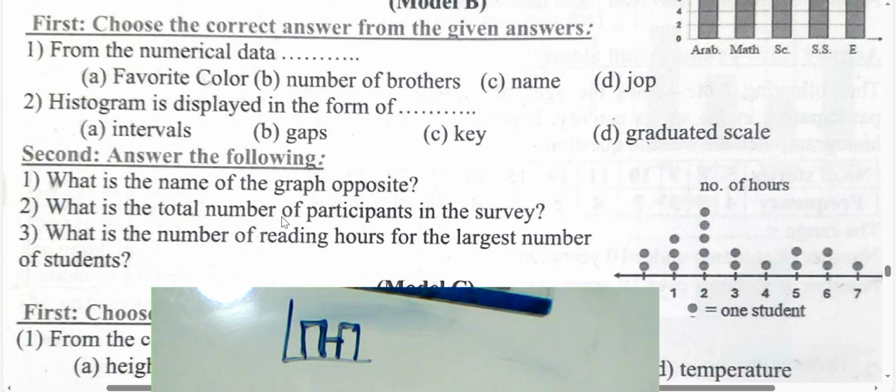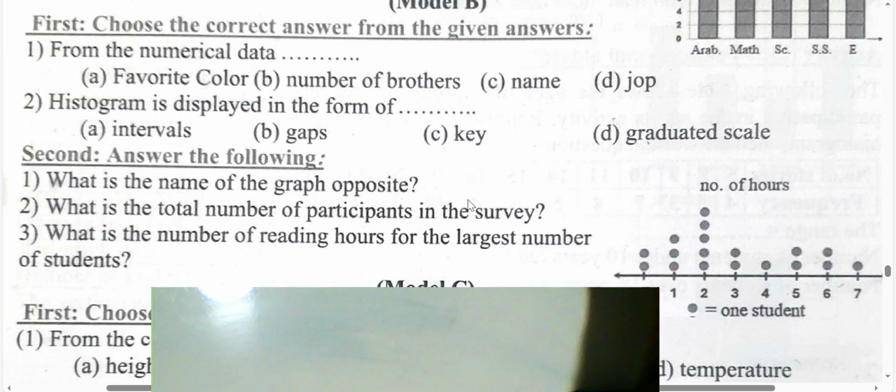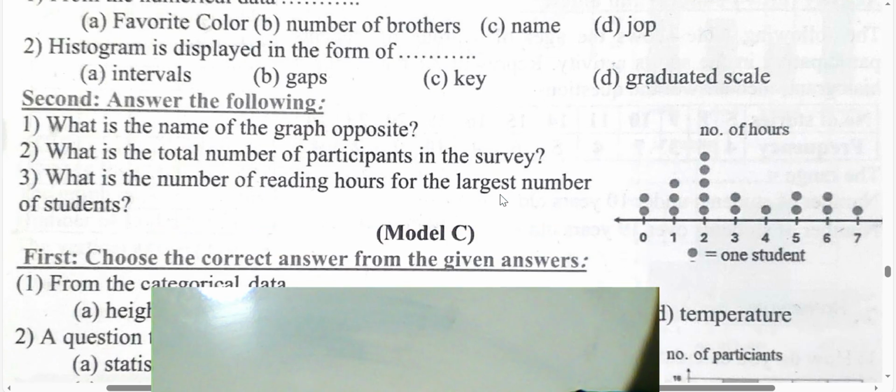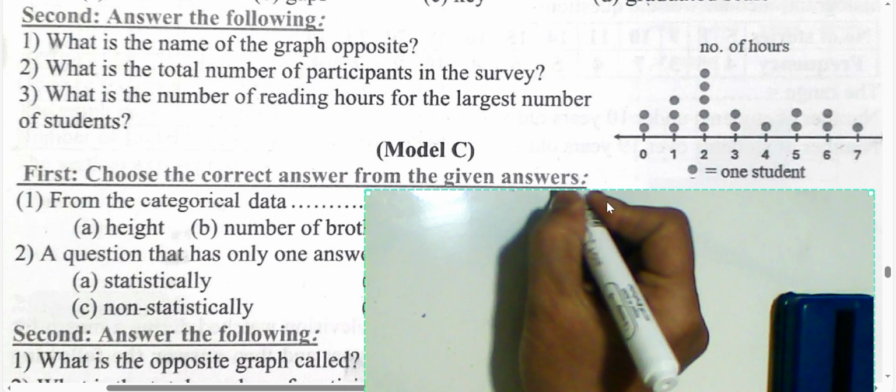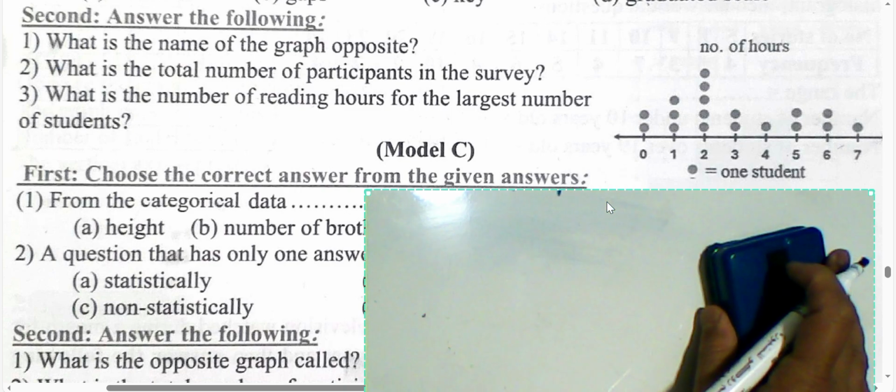Next question. What is the name of the graph? We call it line plot. We call this what? Line plot. Okay. This graph here, we call it what? Line plot. You can see or not? Line plot. Okay. What is the total number of participants in the survey?